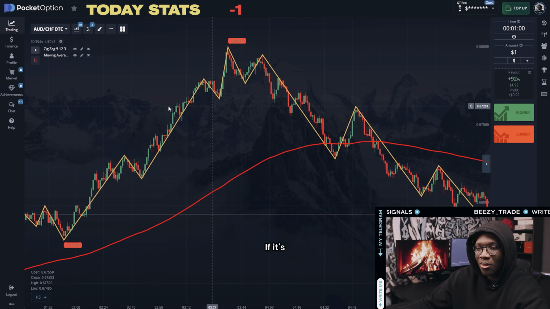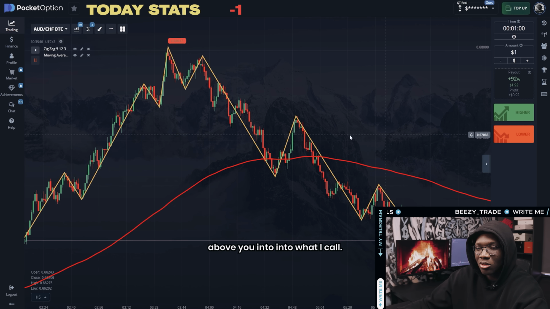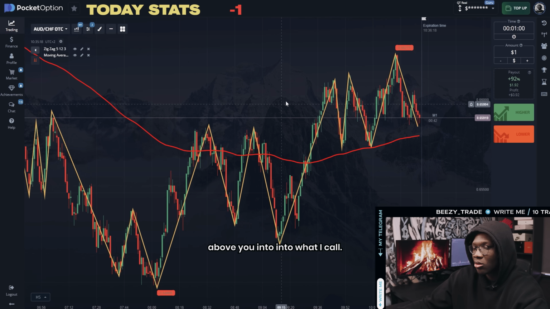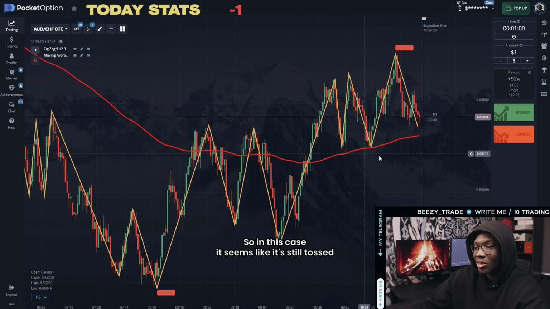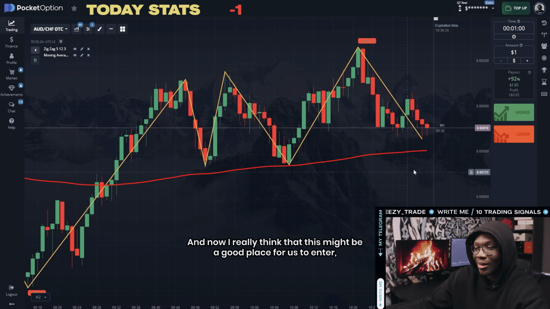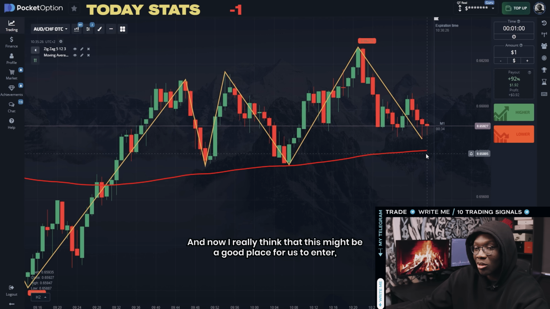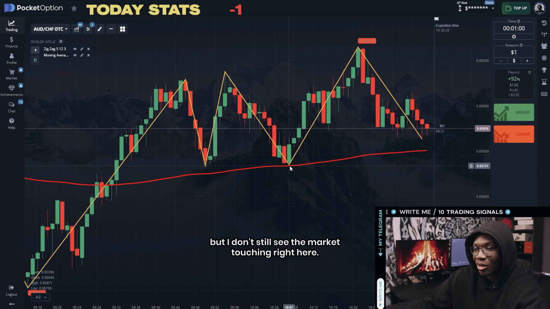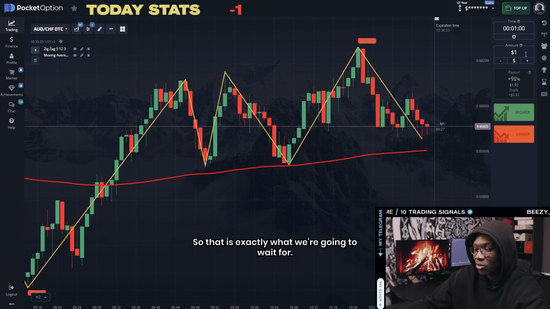If it's above, you enter into a call. So in this case, it seems like it's still telling us to enter into a call, but that's where we have zigzag. And now I really think that this might be a good place for us to enter, but I don't still see the market touching right here. So that is exactly what we're going to wait for.